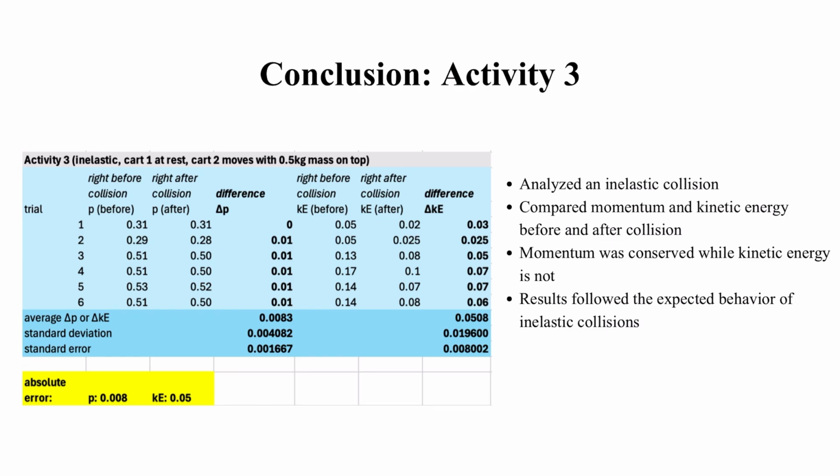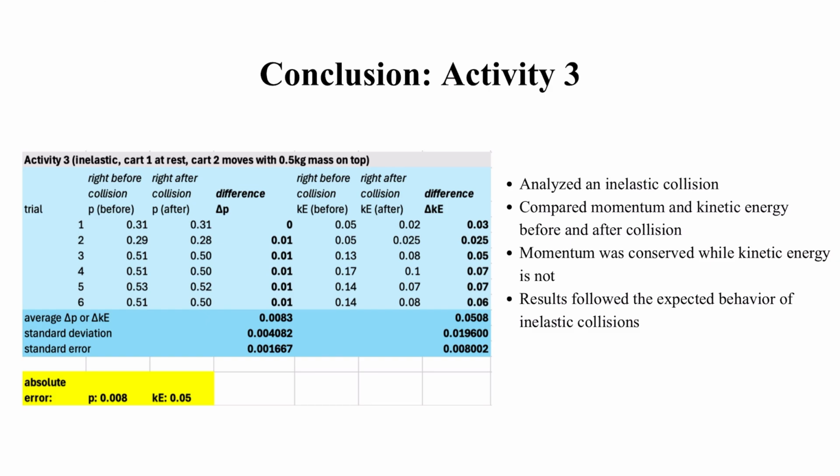For activity 3, we analyzed an inelastic collision. In inelastic collisions, momentum is conserved, but kinetic energy is not. This is why our absolute error for momentum was very close to zero, being 0.008. In contrast, our absolute error for kinetic energy was much higher, at approximately 0.05, which was higher than in the other activities. This difference is expected for an inelastic collision.